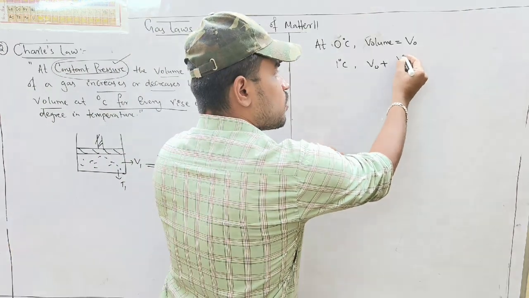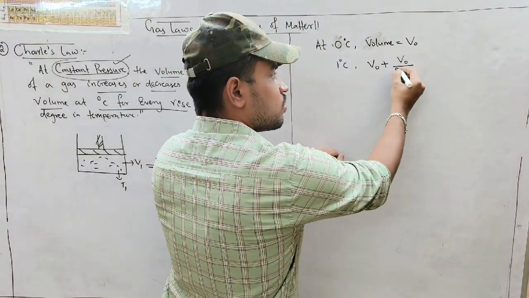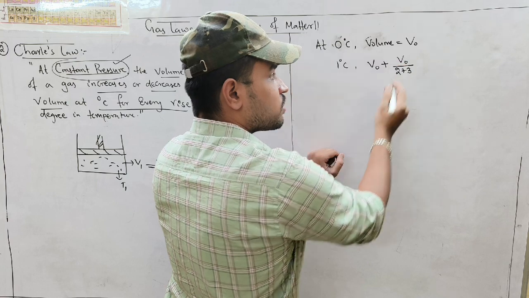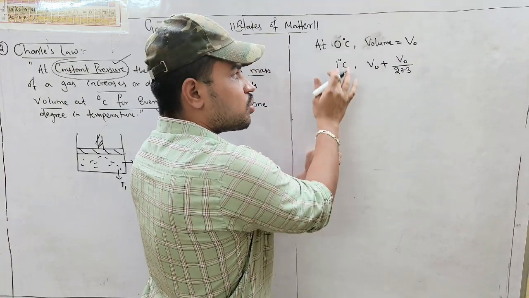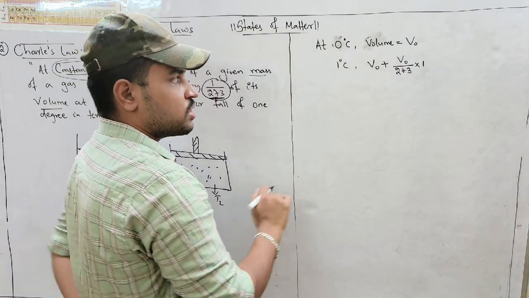That means the initial volume was V0, and how many times is it going to increase? By 1 by 273 times. How many degrees increased? 0 to 1 degree, so 1 is going to be multiplied here. So this is the volume which is going to increase.